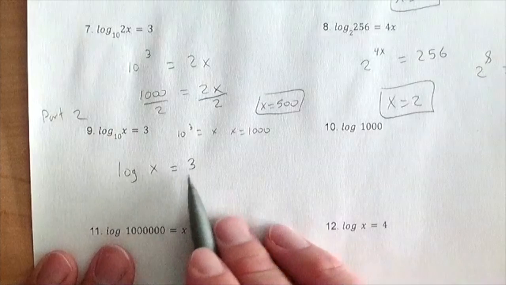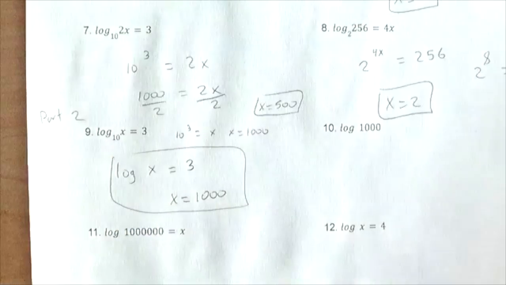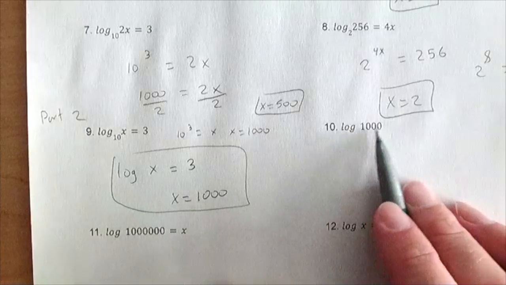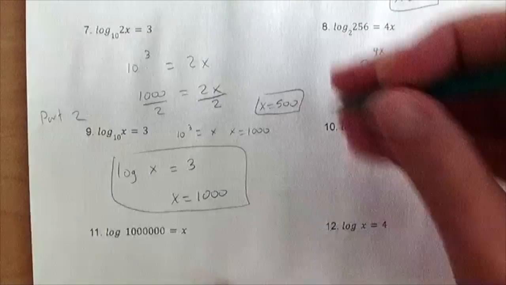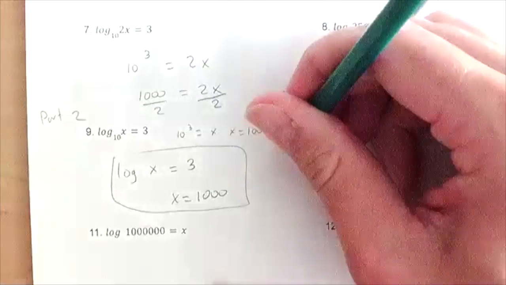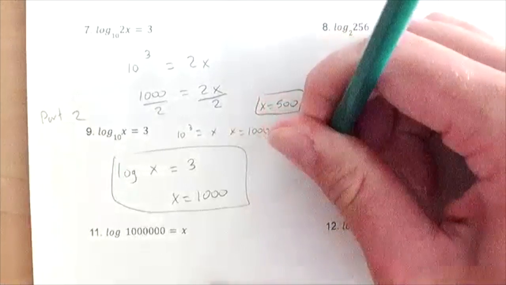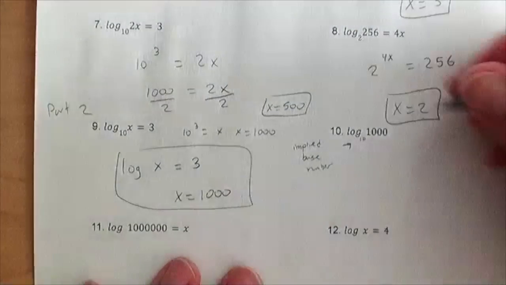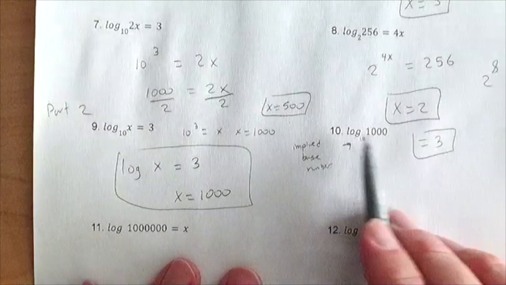So log x equals 3, x equals 1,000. That is the answer to this log. And anytime you don't see the base number, if it helps you, you can put in the implied base number. Okay, so we never do notes really, but that would be called the implied base number. We won't do too much of this, but it's going to help us a bit with graphing. Here, we'll figure out the answer is 3. It's like the same question as number 9, but log of 1,000.